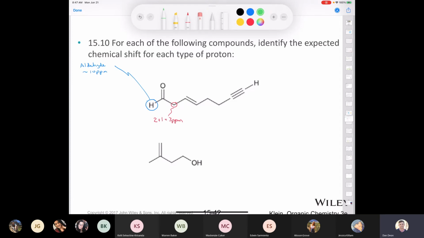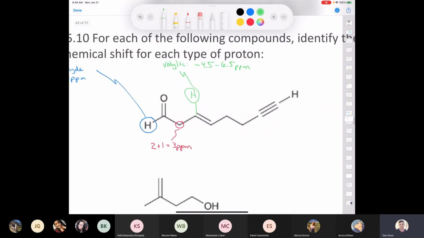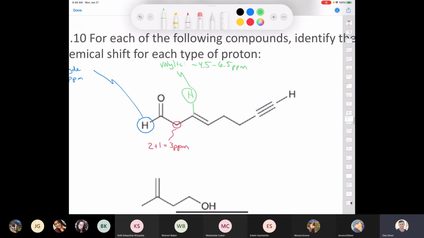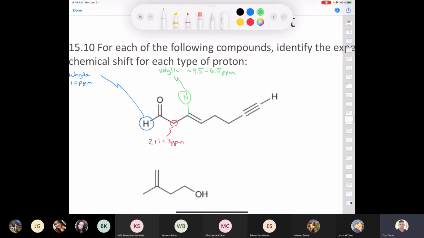We have a proton here. I'll use a green pen. So this one is a vinylic proton. A vinylic proton has a chemical shift of what? Around 4.5 to 6.5 parts per million. Now, there's one thing I noticed, and I actually looked at the solutions manual for this one, and he writes that it's around 4.5 to 6.5. And there's nothing wrong with that. But if you look at the carbonyl here, this is the alpha carbon, this is the beta carbon.